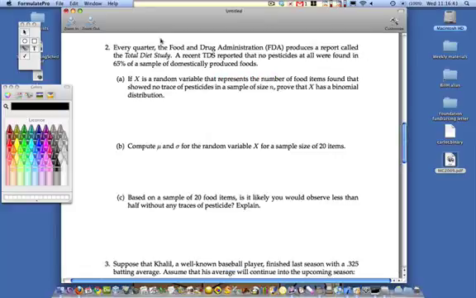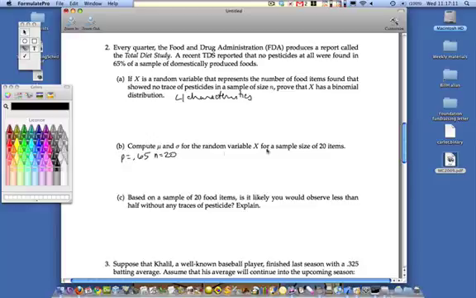Okay, now we'll move to question 2. So this is the same idea as what we needed to do in question 1. Prove that x has a binomial distribution. Again, you just show the 4 characteristics are true, and you've shown that it's binomial. Okay, now they tell us that no pesticides at all, that's a success, were found in 65% of a sample of domestically produced foods. So P is equal to 0.65.